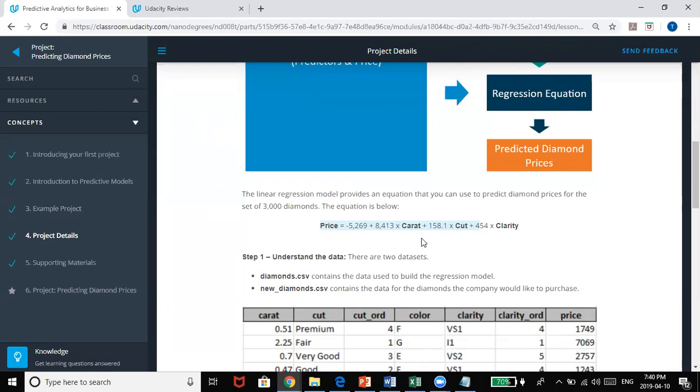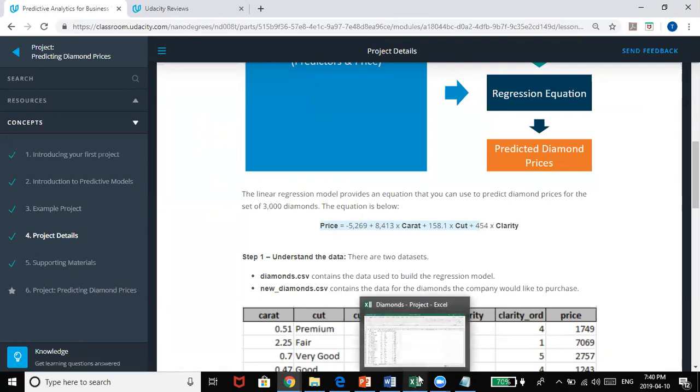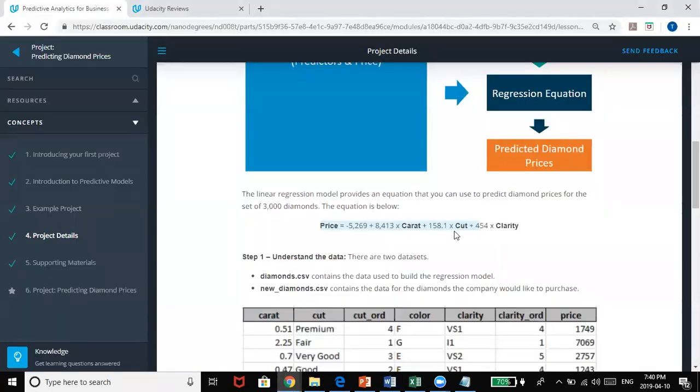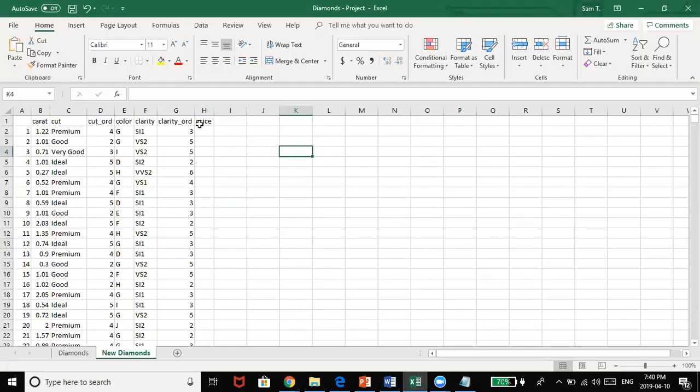So you have the price of diamond in the past. So you already have something that's known, which is this data set. So based on this data set, all I'm going to do is, since I've already downloaded the files, copy this equation here and paste it in here.